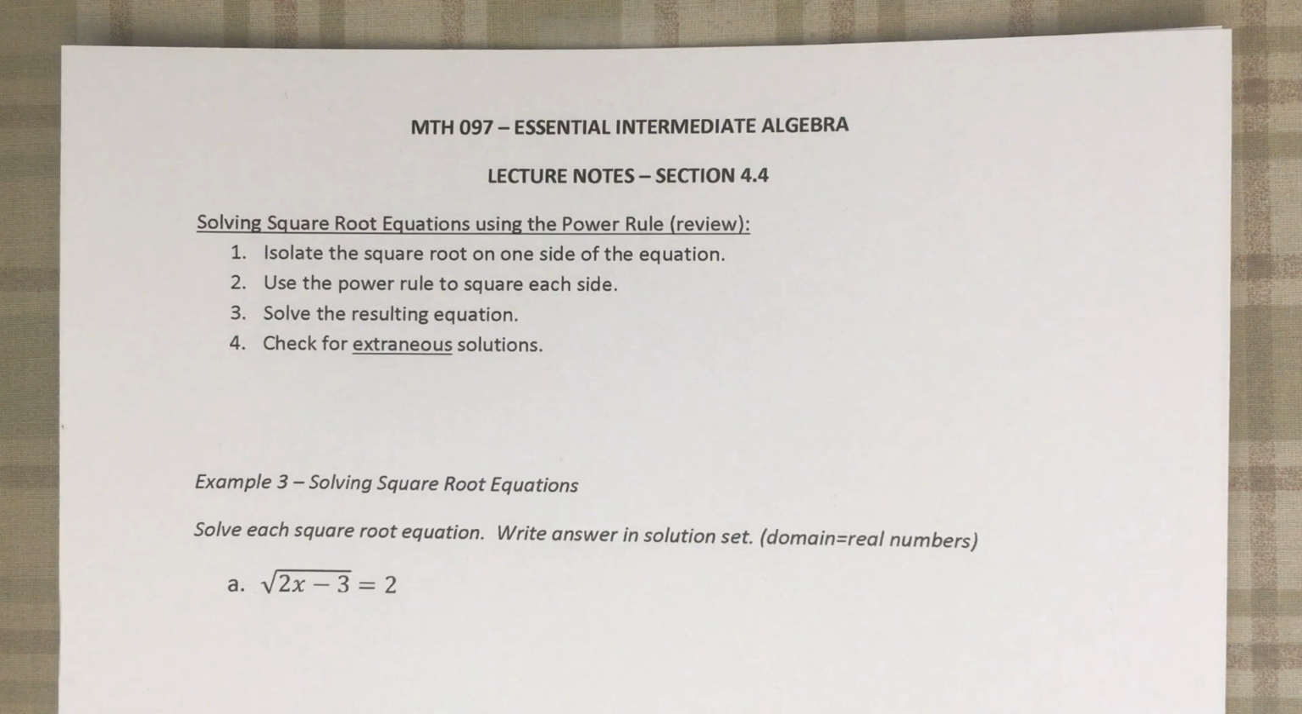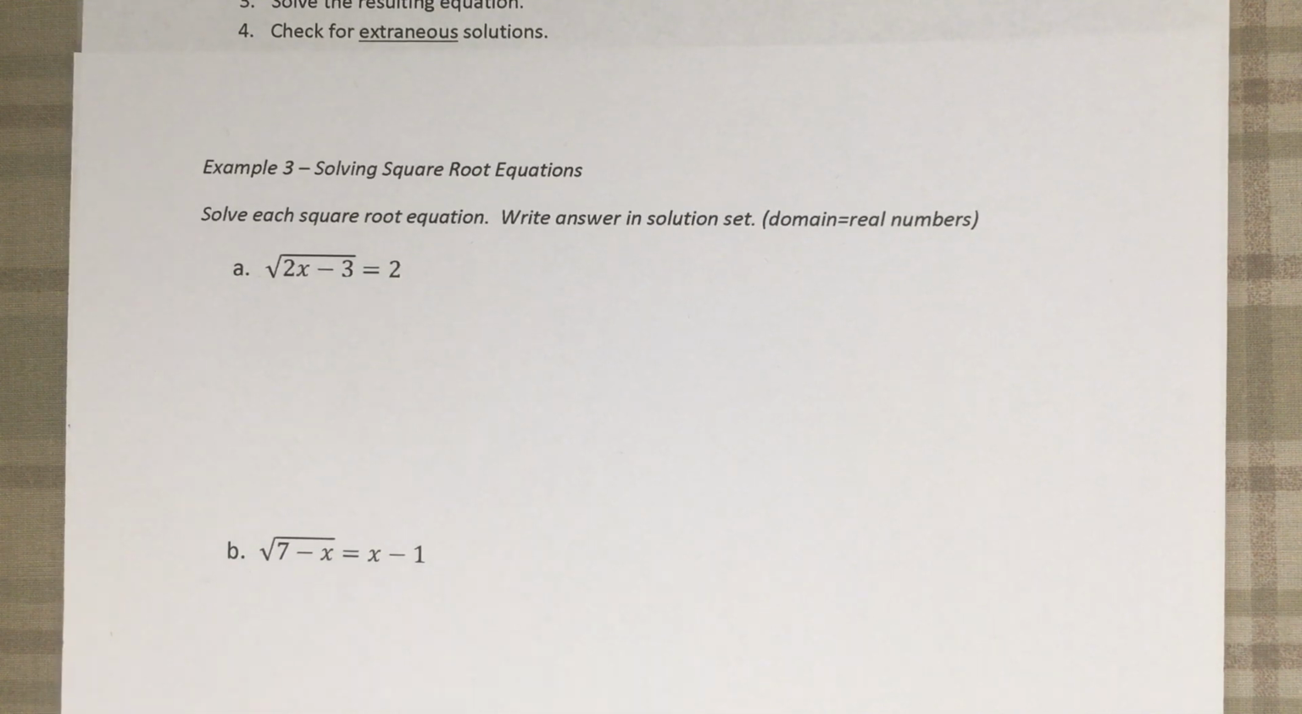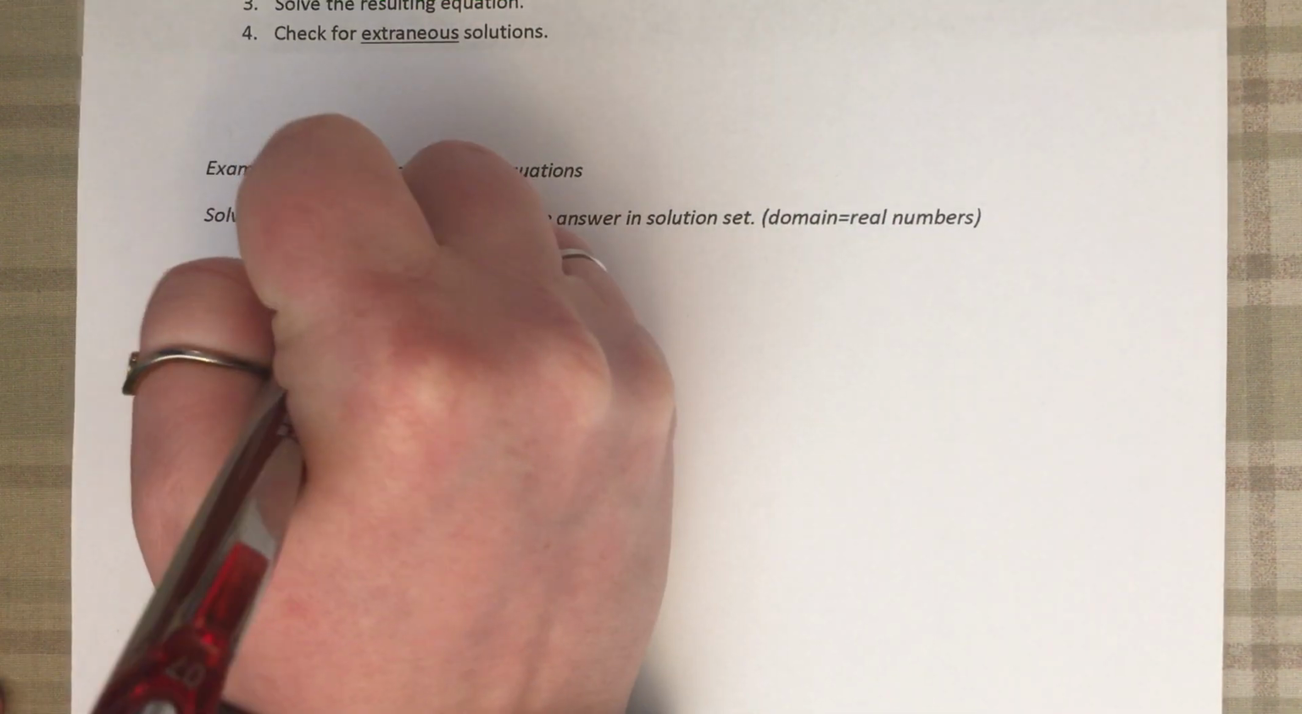All right, so for example A, we have 2x minus 3 inside our square root is equal to 2. So we're going to square both sides of our equation.